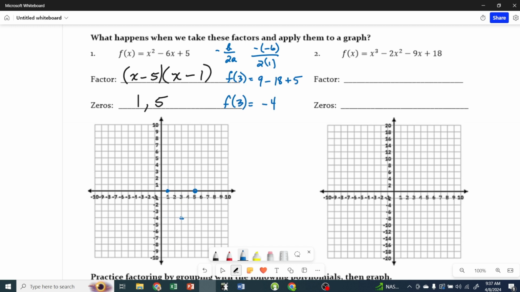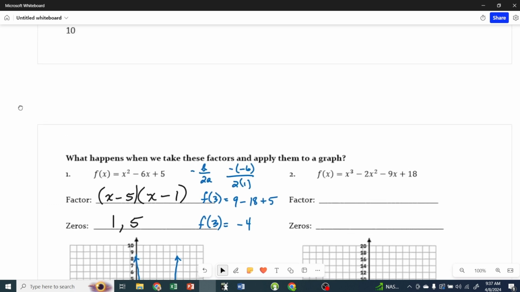So now we can just draw our parabola here. And I am not the greatest artist, as we've talked about. That is ugly, but that's fine. Okay, so we see how that works, right?